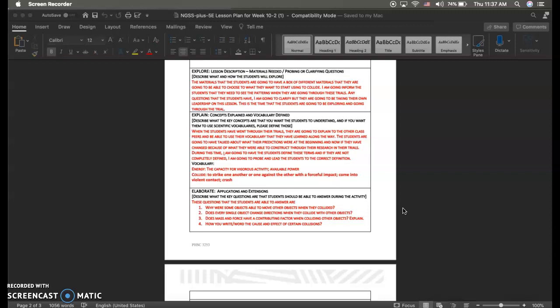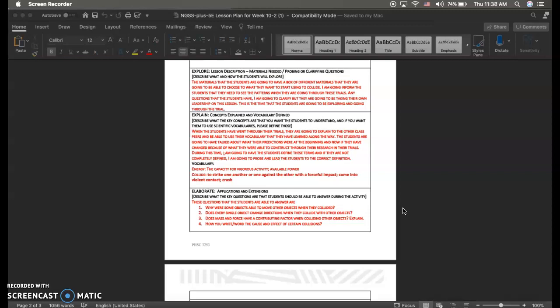The students are going to explain to other class peers and myself what they have noticed whenever they start colliding 2 different objects with different masses, and even if they go in different directions. And at this time as well, the vocabulary energy and collide will have been used, and if the students still need clarification, I will clarify what those definitions are compared to what they think they are.